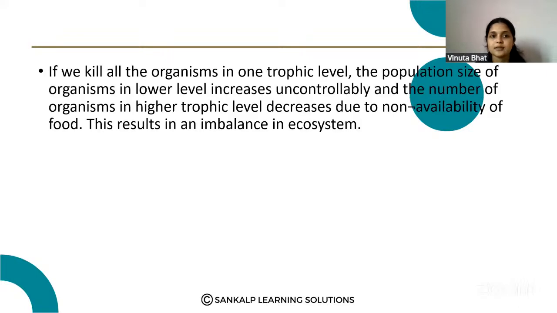Yes, so this is the answer. If we kill all organisms in one trophic level, the population size of the organisms in the lower level increases uncontrollably, and the number of organisms in the higher trophic level decreases due to the non-availability of food. So the tiger, at the higher trophic level, will decrease in number due to the non-availability of food. The grass, in the lower trophic level, increases. So that is the answer for this question. Please note down this question.